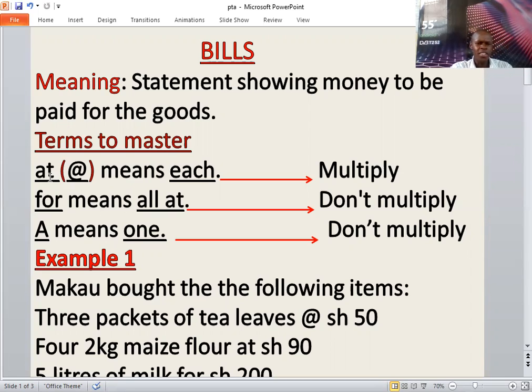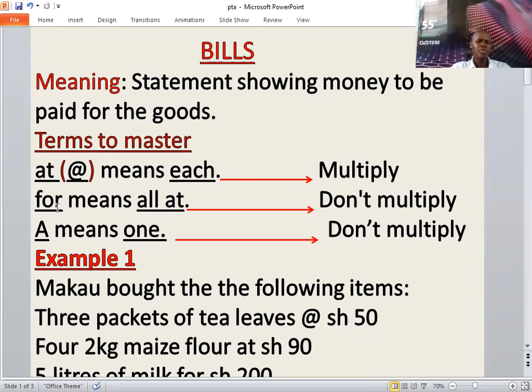You may come across a question asking that Mr. Kamodo bought 1 kilogram of sugar at 120 shillings. That means you will multiply the number of kilograms bought by the cost per kilogram.